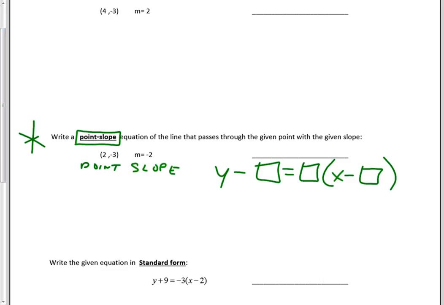Let's plug it in first. What goes here? -3. What goes here? 2, -2. That would get you half credit. That'll get you 5 points out of 10. Simplify a little bit. What's subtraction of a negative?